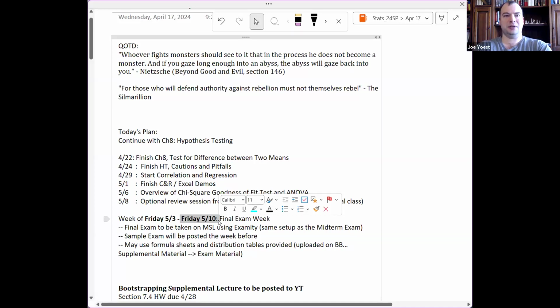That's just because of when the end of the semester falls. So the end date is Friday the 10th. But again, you can take it anytime during that 1 week period. It'll be open a little earlier than Monday, that way you have the weekend before if you want to use that weekend. The formula sheets and distribution tables are posted on Blackboard. And so that's the final exam week.